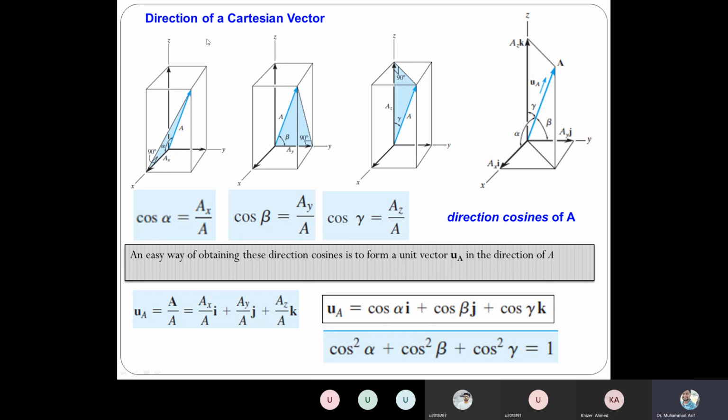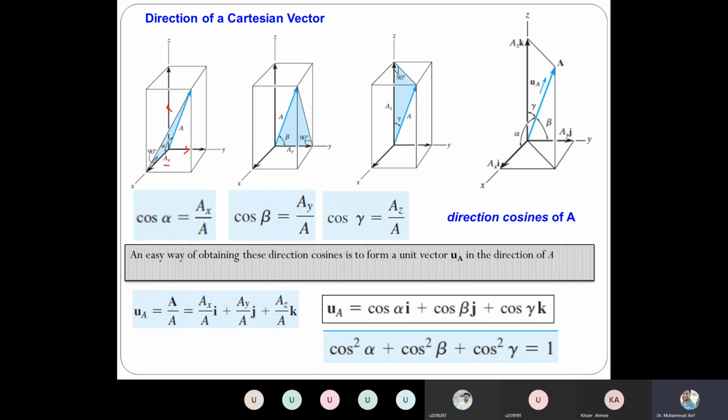And then let's discuss the direction of the Cartesian vector. Let's say this is vector A, right? And this vector A can have 3 components, as I just discussed. One is along the x-axis, called AX. One is along the y-axis, called AY. Another one is along the z-axis, called AZ.